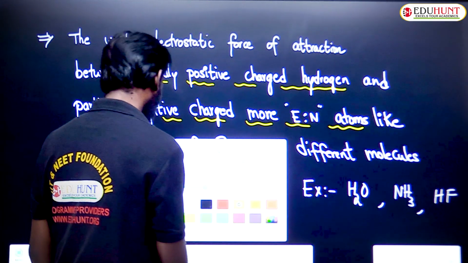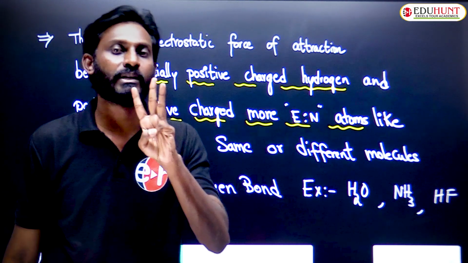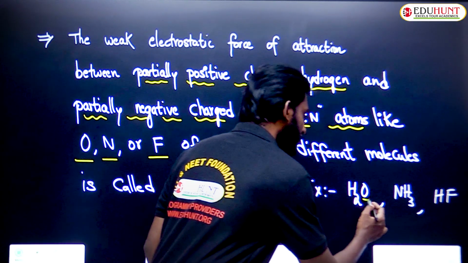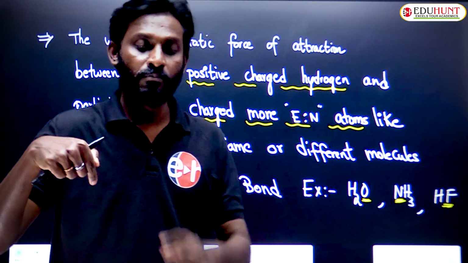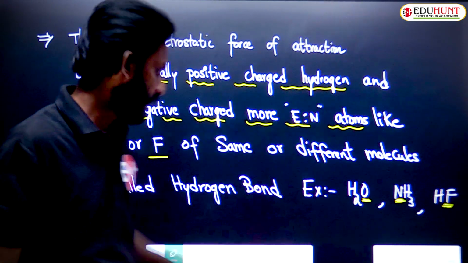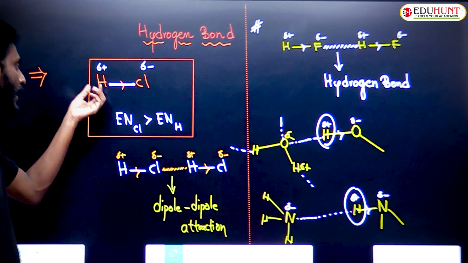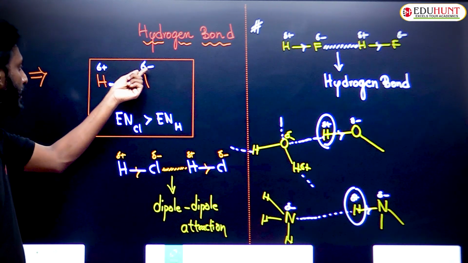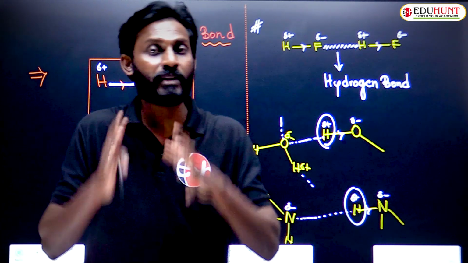So, one thing is there must be hydrogen, but that hydrogen must be present on any of the 3 electronegative atoms, that is oxygen, nitrogen or fluorine. When hydrogen is present on a more electronegative atom other than these 3, then you can expect dipole-dipole attraction, as I explained in the beginning. Here hydrogen is present on chlorine. Of course, chlorine is more electronegative. Here also you get partial negative charge and partial positive charge. Here also there is an attraction, but that attraction is not hydrogen bond, that is a dipole-dipole attraction.